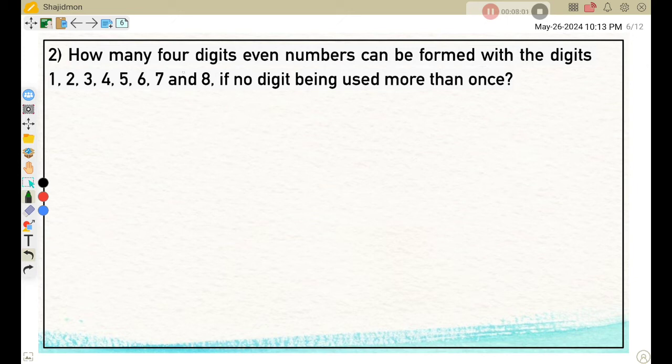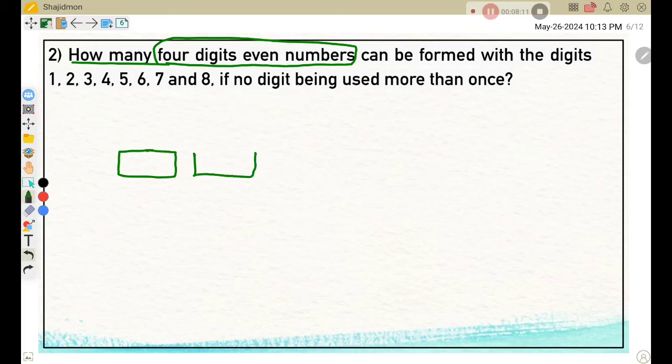How many 4-digit even numbers? How many digits do we need? 4 digits. This is the first digit, second digit, third digit, and fourth digit. We have 4 digits. So how many 4-digit even numbers? Do you know the meaning of even number? Even number means, for example, 12 is an even number, correct? 14 is an even number. For example, 252 is an even number, correct? If you take a 4-digit number, for example, 9526, it is an even number.